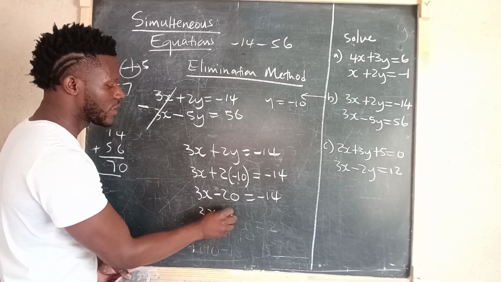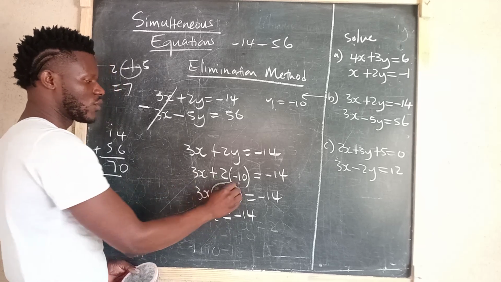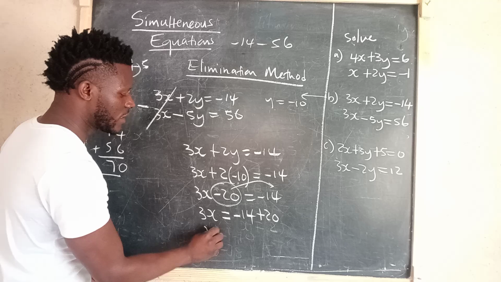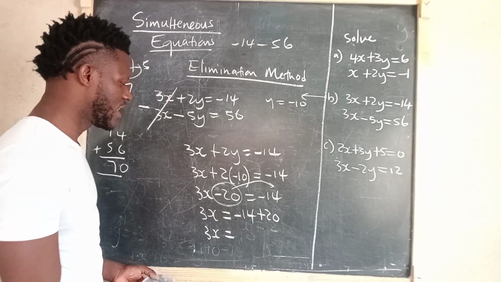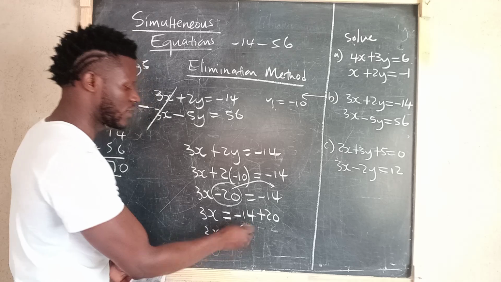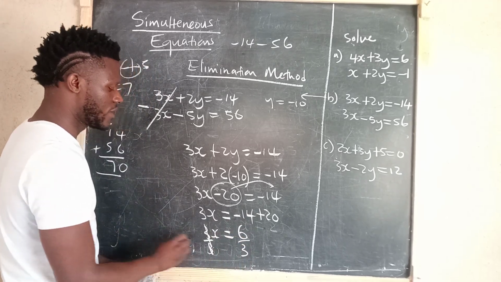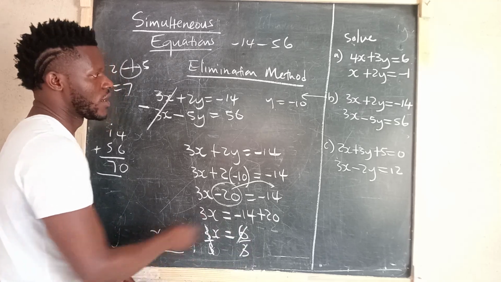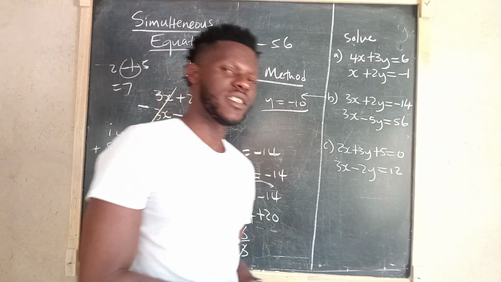And now 3x is equals to minus 14. This negative 20 will become a positive. And 3x is equals to minus 14 plus 20. We subtract and get a positive 6. Then we divide by 3. And x is equals to 2. Y is minus 10, x equals to 2. So this is elimination method.